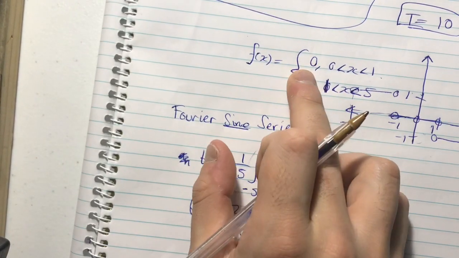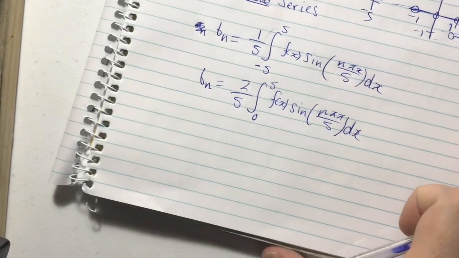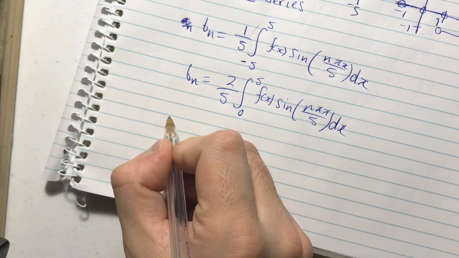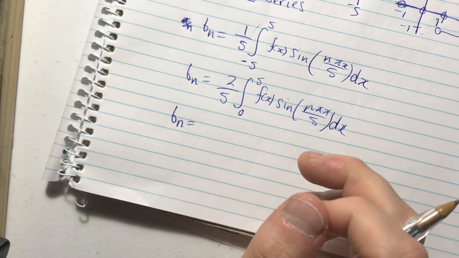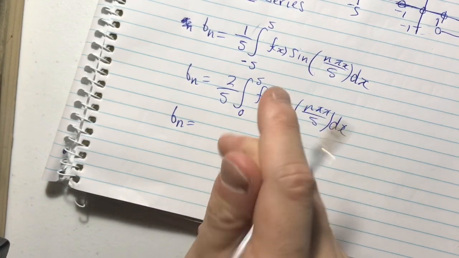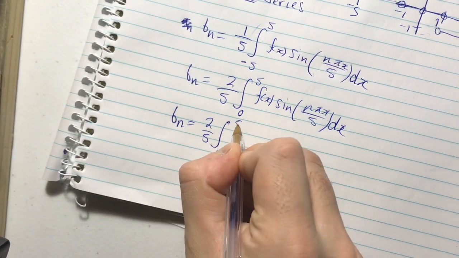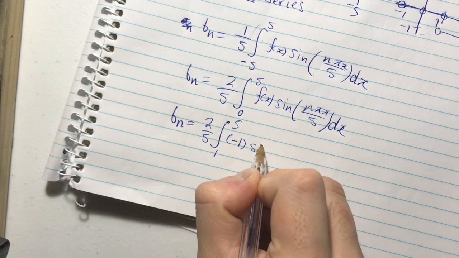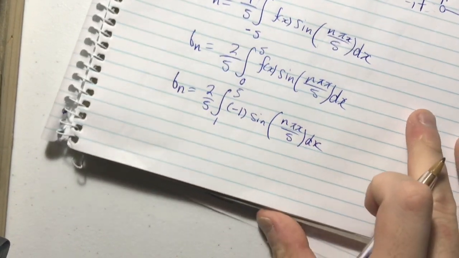Now, because I know that the value of f of x is 0 from 0 to 1, I just ignore that piecewise part because it's just a waste of paper space and we don't want to be killing trees, you know. Even though I've probably killed millions of trees with the amount of practice I've done, but it doesn't matter. Anyway, so bn is now 2 over 5 times the integral from 1 to 5, since I'm ignoring the 0, of minus 1 sine n pi x on 5 dx. Okay, we're almost there.